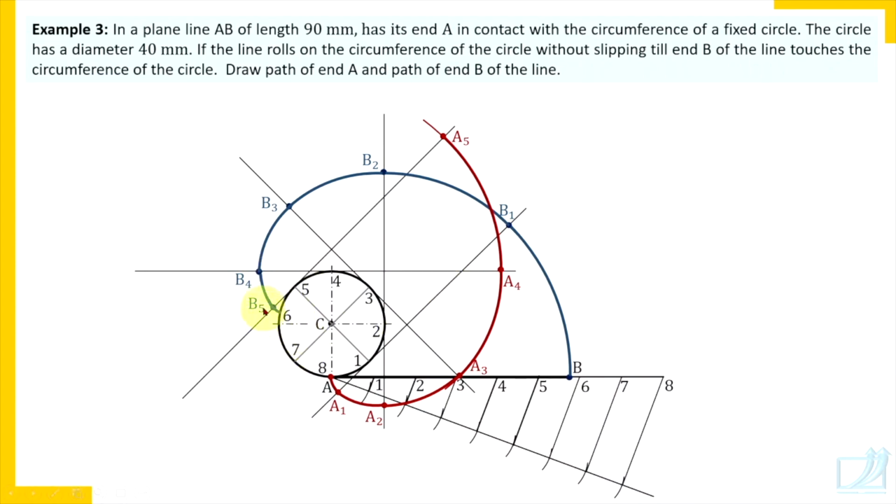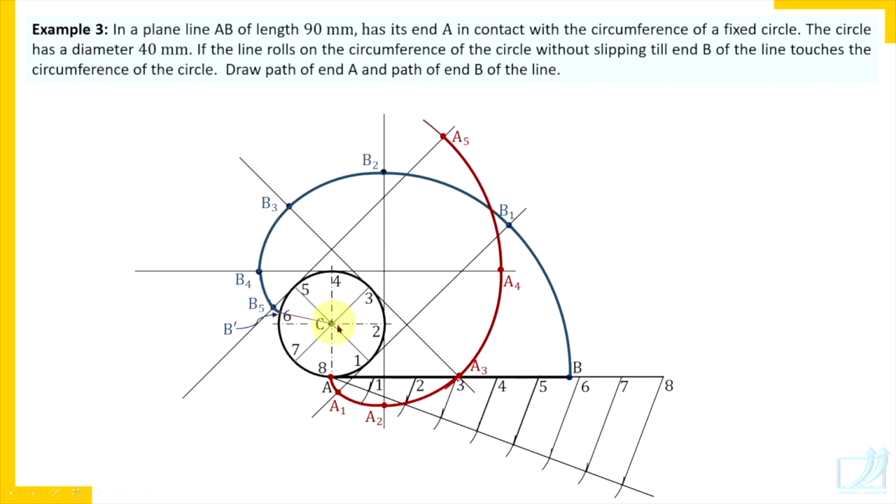So now we can say that point B is in contact with the circumference of the circle. So that point I have labeled as B dash. Now join point B dash with point C, that is the radius of the circle at B dash. Let's say this is the radius of the circle at point 4. Here it is the radius of the circle at point 3. Here it is the radius of the circle at point 2. This inclined line is the radius of the circle at point B dash.